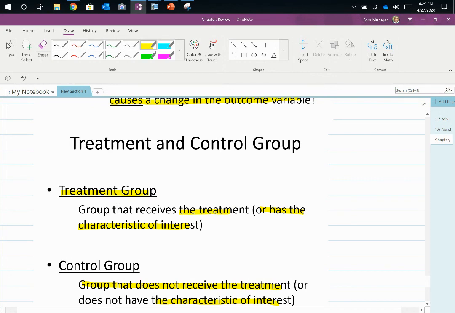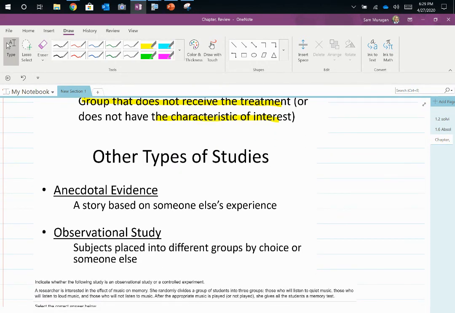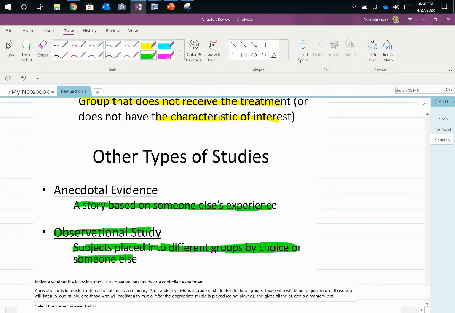Visually, this might be, say, a group of people who are trying out a diet pill. You would have one group, the treatment group, who received the diet pill, and then the control group would be the one who does not receive the diet pill. Other types of studies could be observational studies, where subjects are placed into different groups by choice. They choose to be there. And anecdotal evidence, a story based on someone else's experience.